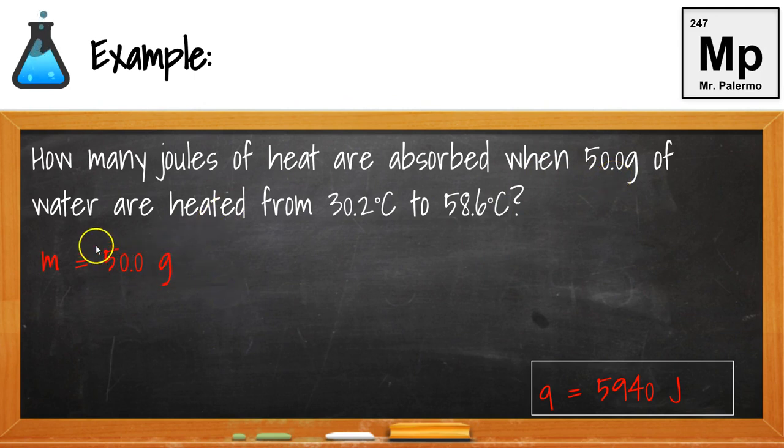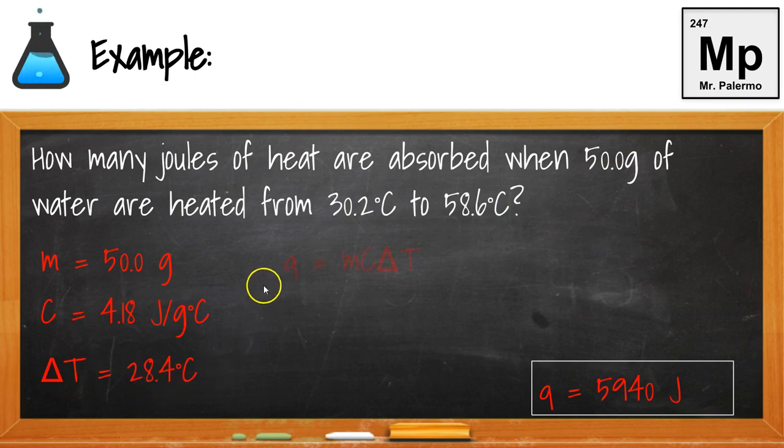Our sample is going to be water, that's our specific heat. So we know from table B that's 4.18 joules per gram degrees Celsius. And we have a change in temperature here, which is going to be 28.4 degrees Celsius. So 58.6 minus 30.2 is 28.4.